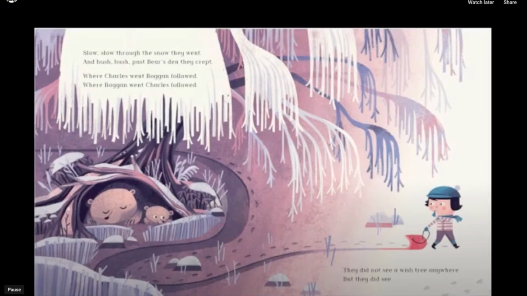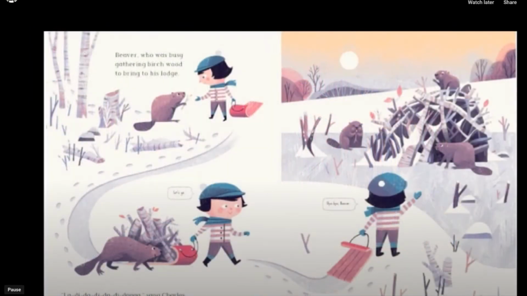Slow, slow through the snow they went, and hush, hush, past Bear's den they crept. Where Charles went, Boggin followed. Where Boggin went, Charles followed. They did not see a wish tree anywhere, but they did see Beaver, who is busy gathering birchwood to bring to his lodge.